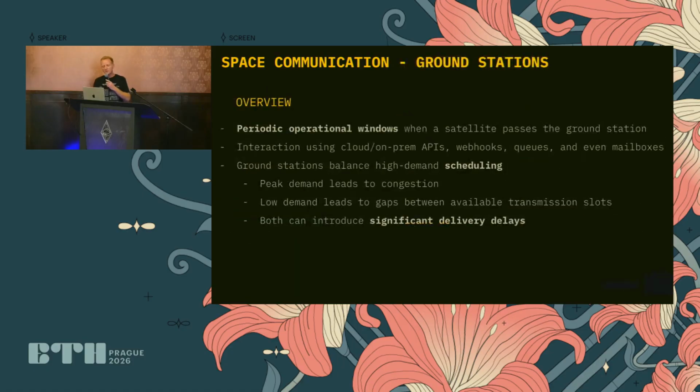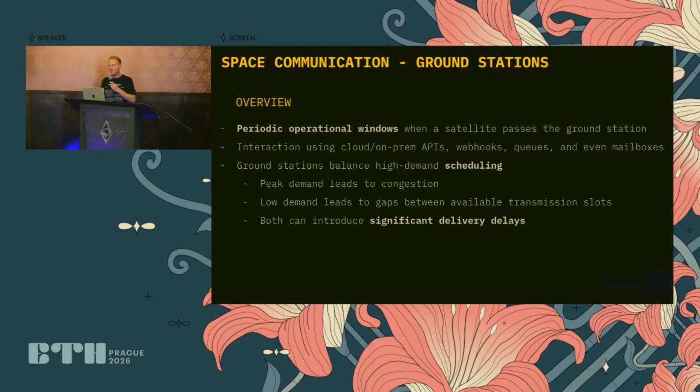And if we start with ground stations, then as I said, they are periodic operational windows in which you can interact with the satellite. As a builder, as a developer, you interact with some APIs, with some cloud systems, and it could get into some mailbox. This is where the industry is at.